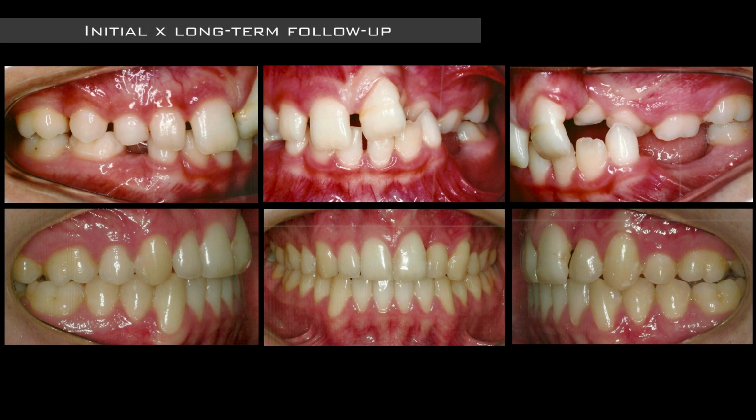In the comparison of the initial photographs with the analysis 3 years after treatment, it's possible to observe that there was a great occlusal change and the results remained stable from the occlusal point of view with healthy tissues.